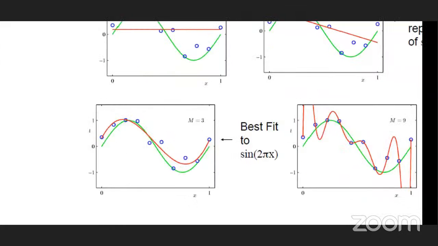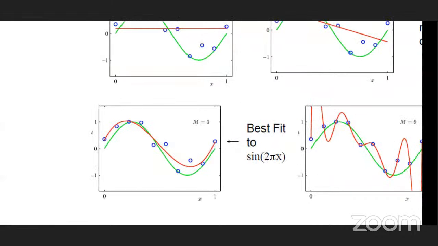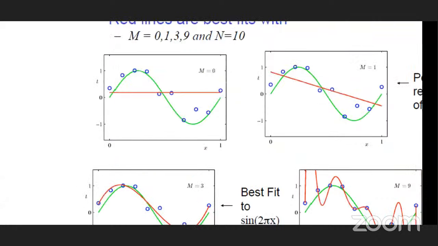Let me just expand it. Are you able to see that? M equal to 3 is the best fit to sine 2 pi x. M equal to 3 is a good fit as compared to M equal to 0 and M equal to 1. So M equal to 0 and M equal to 1 pose what is called an underfitting problem. Now, what about M equal to 9?